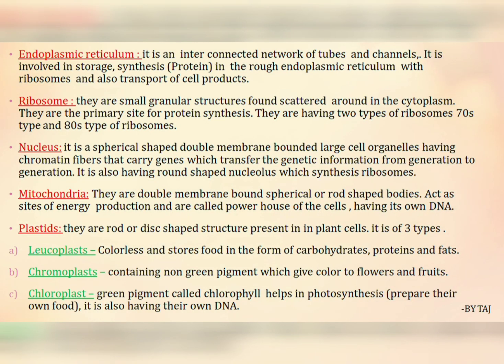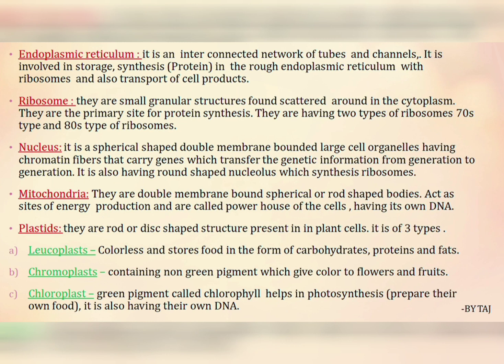Rough endoplasmic reticulum means the ribosomes are present on the surface of the rough endoplasmic reticulum, and in the smooth endoplasmic reticulum ribosomes are absent. So, coming to the ribosomes, they are small granular structures found scattered around in the cytoplasm. These ribosomes are a primary site for protein synthesis. They have two types, 70S and 80S ribosomes.